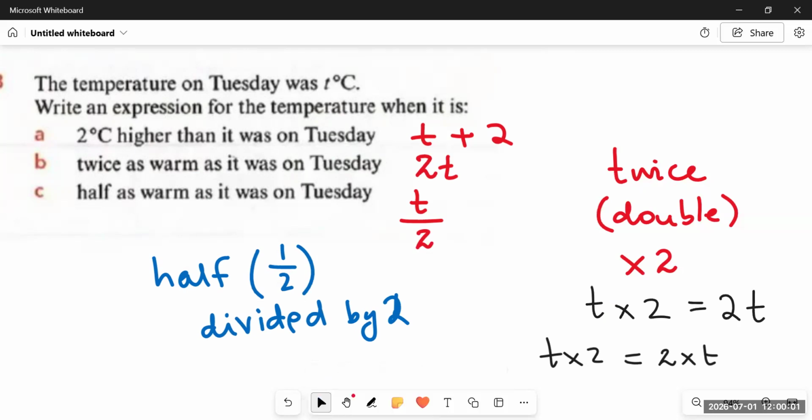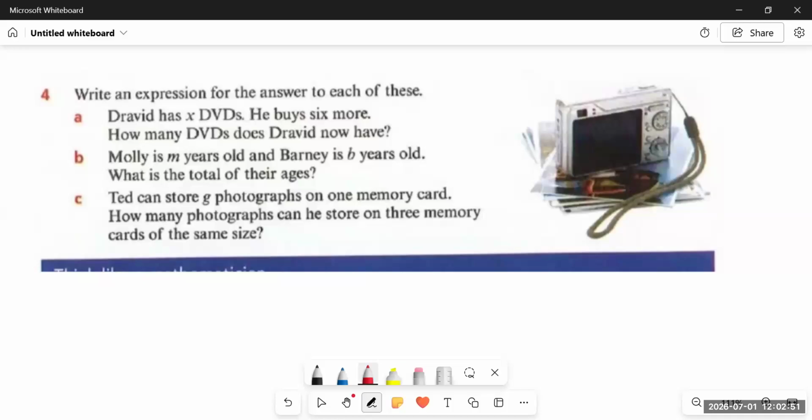Let's move to question number 4. Question number 4 says write an expression for the answer to each of these. The first one says Dravid has X DVDs. Okay. He buys 6 more. So here comes plus 6. 6 more means he is adding 6 more DVDs. How many DVDs does Dravid have now? So he has X plus 6 DVDs.